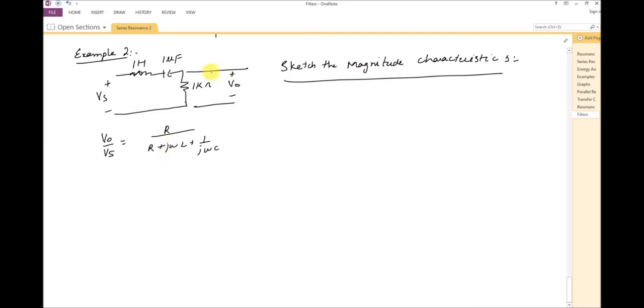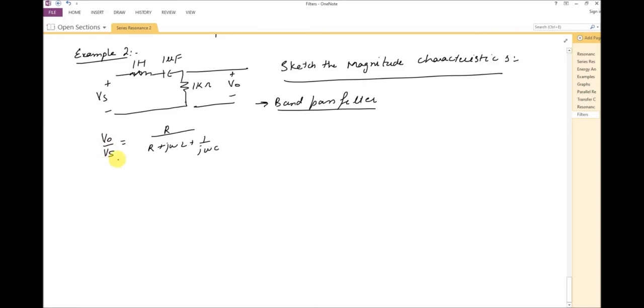So by just looking at the circuit, we can again assume that this is a band pass filter. Because if in an RLC circuit we are taking the output voltage across the resistor, it is a band pass filter, and if we are taking the output across the combination of inductor and capacitor, then it is a band reject filter. So this is a band pass filter.